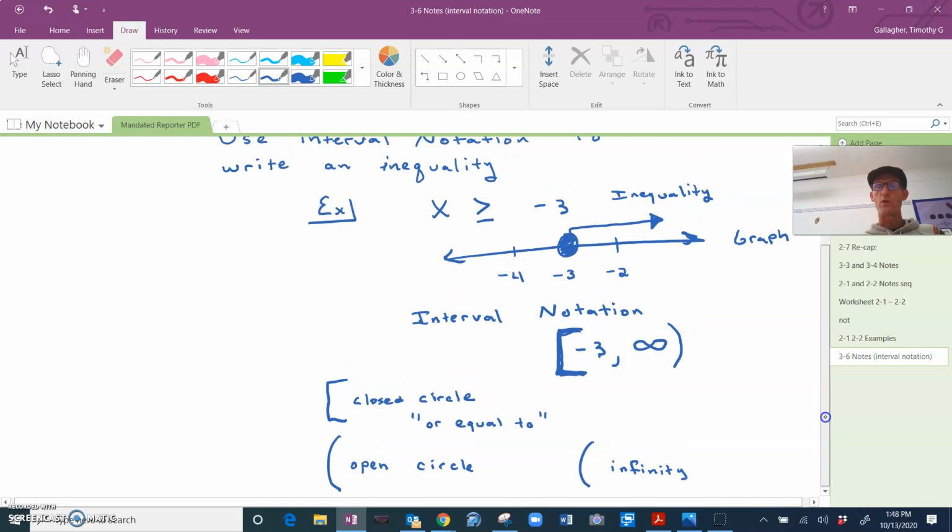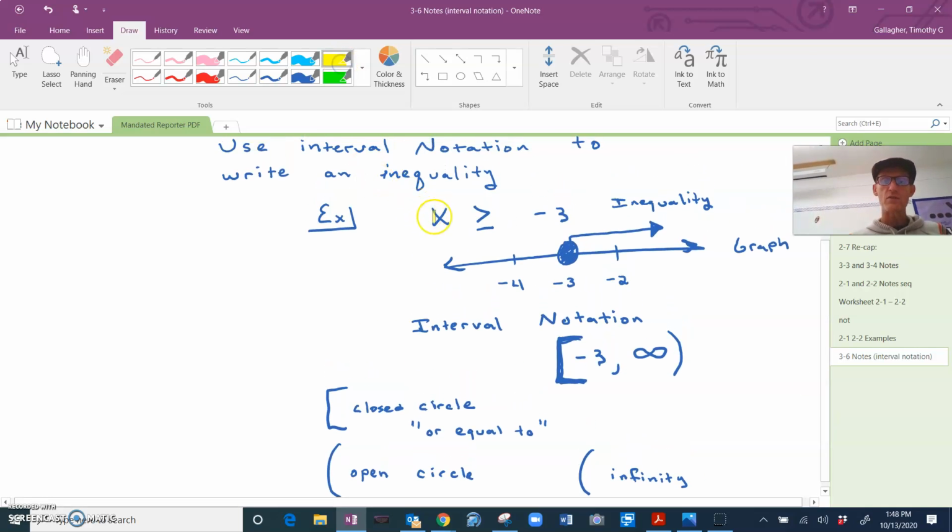Okay, so x greater than or equal to -3 is a closed circle at -3. It's all of the numbers to the right. So positive infinity. -3 is closed circle, so that is indicated by the bracket.